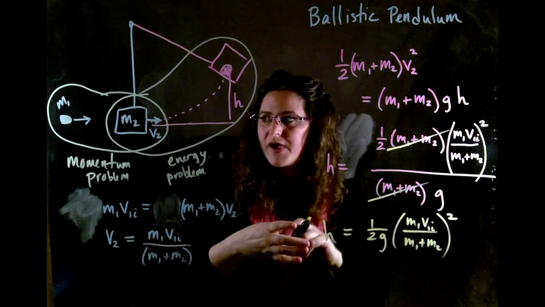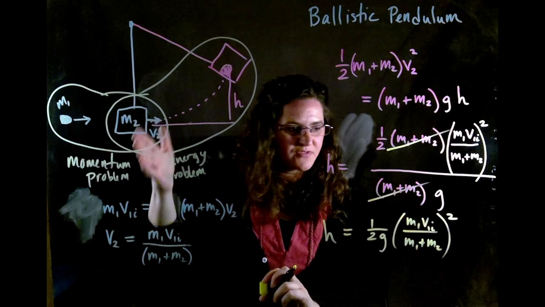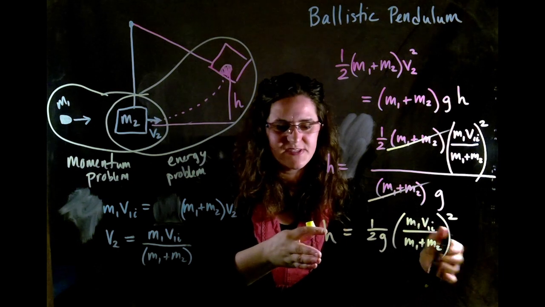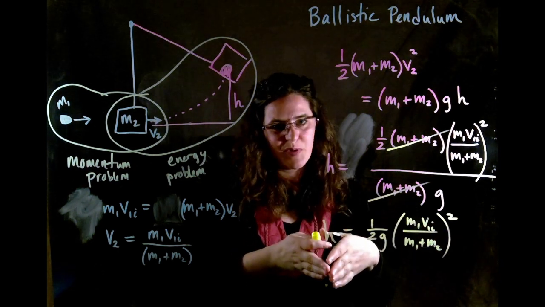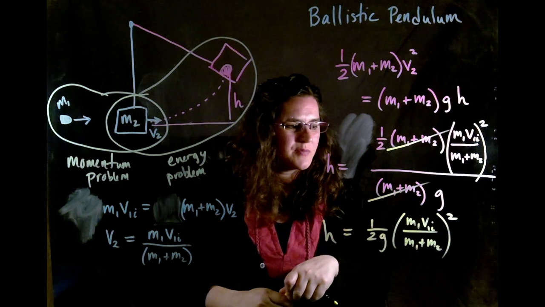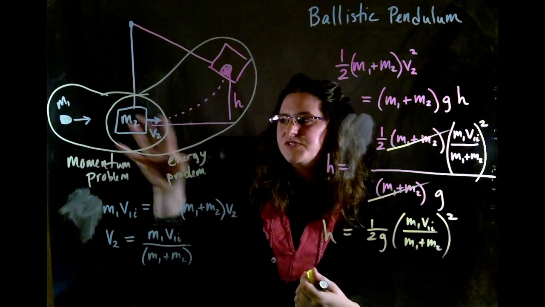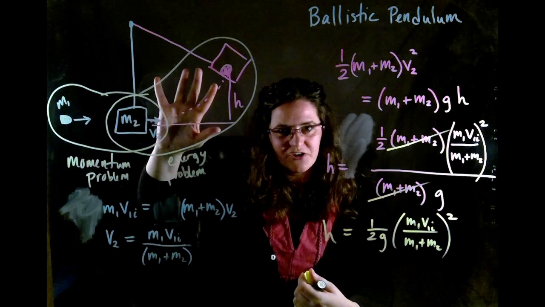And if I had the mass of the bullet and the mass of the wooden block and the initial velocity, then I could plug in numbers for this and get an actual height for my pendulum. And now you've seen how we can solve the ballistic pendulum problem using momentum conservation and energy conservation.